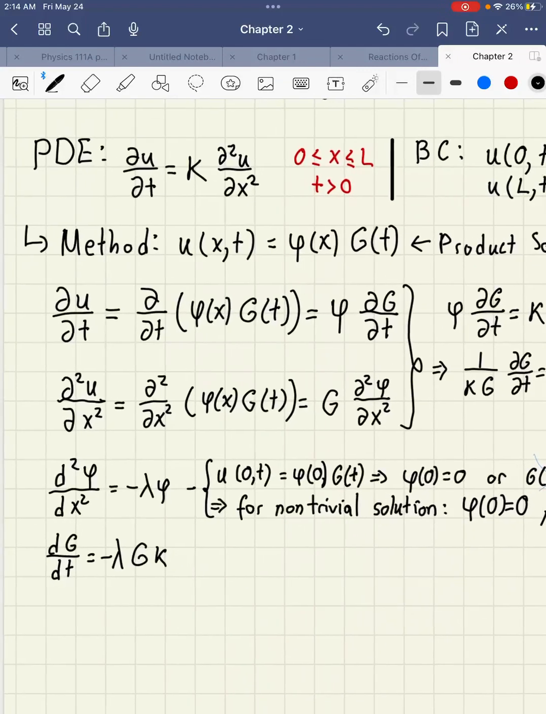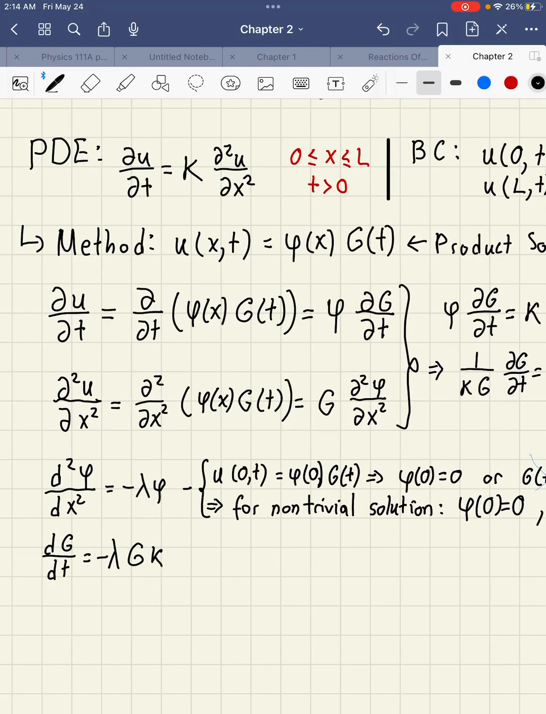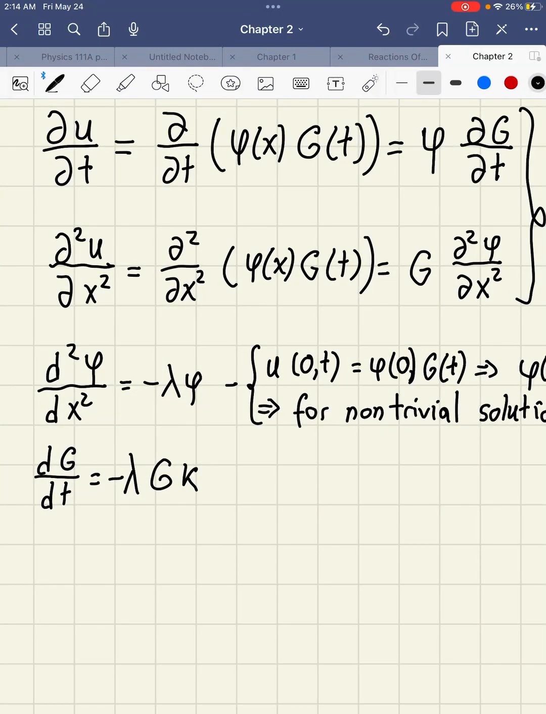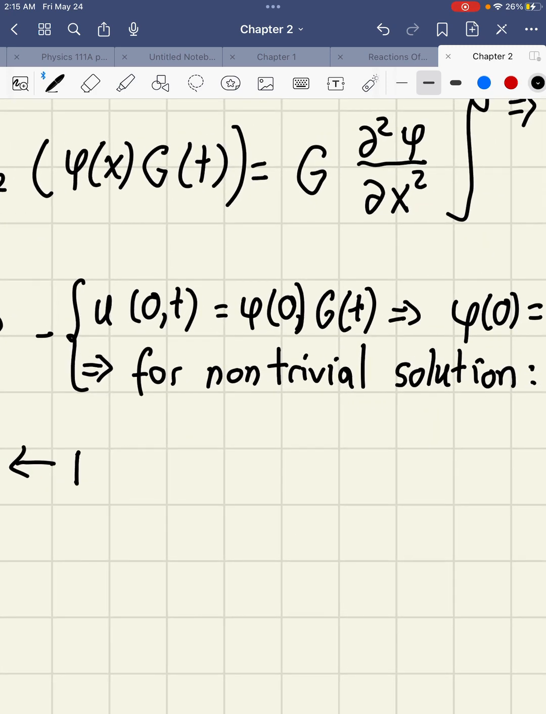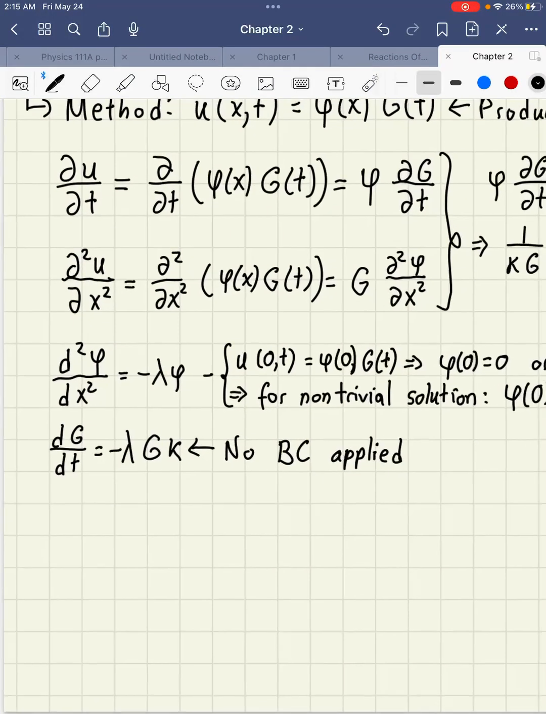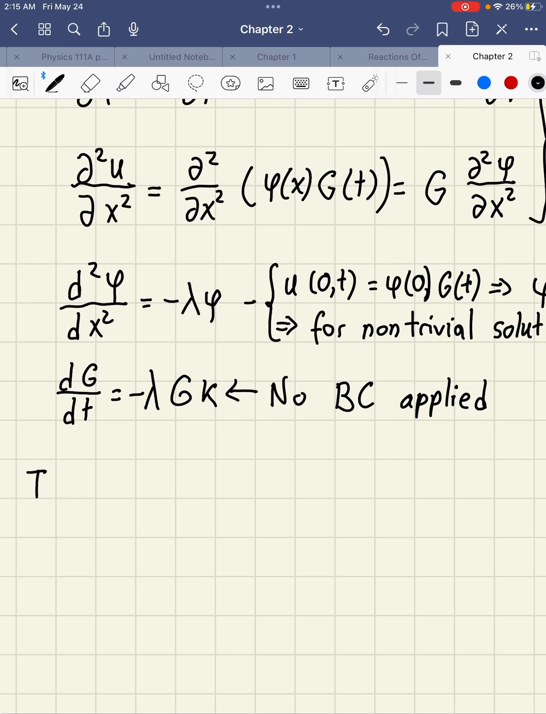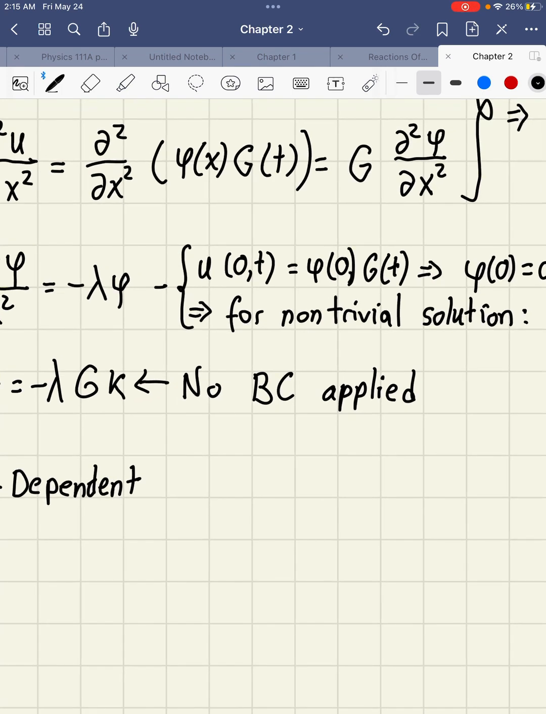Okay. If you notice, my g of t doesn't have a boundary condition because my boundary conditions only depend on x. So here I'll say no boundary condition applied. Now let's start with the time dependent equation. You will see why I'm starting from here.